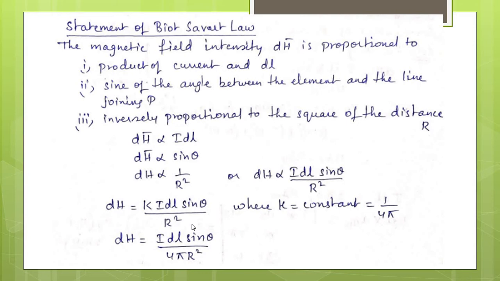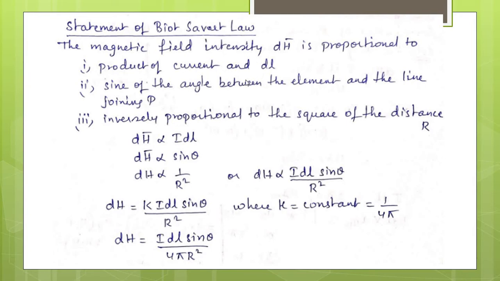This is the statement of Biot-Savart law. The magnetic field intensity dH is directly proportional to the product of the current flowing through the conductor and the differential length dl. The magnetic field intensity is also proportional to the sine of the angle between the element and the line joining the point P. The magnetic field intensity is also inversely proportional to the square of the distance between the point P and the current carrying conductor.